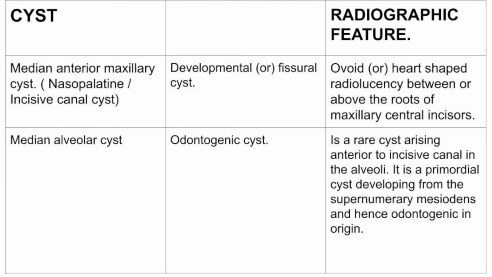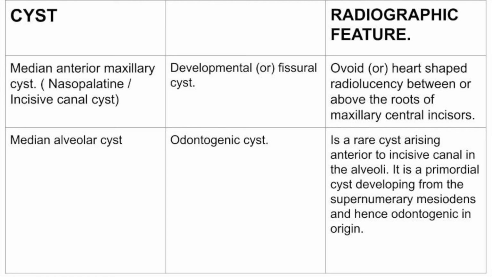Now we are going to see some cysts and their radiographic features. Median anterior maxillary cyst, that is nasopalatine cyst or incisive canal cyst. It is a developmental or fissural cyst. Radiographic features: ovoid or heart-shaped radiolucency between or above the roots of the maxillary central incisors.